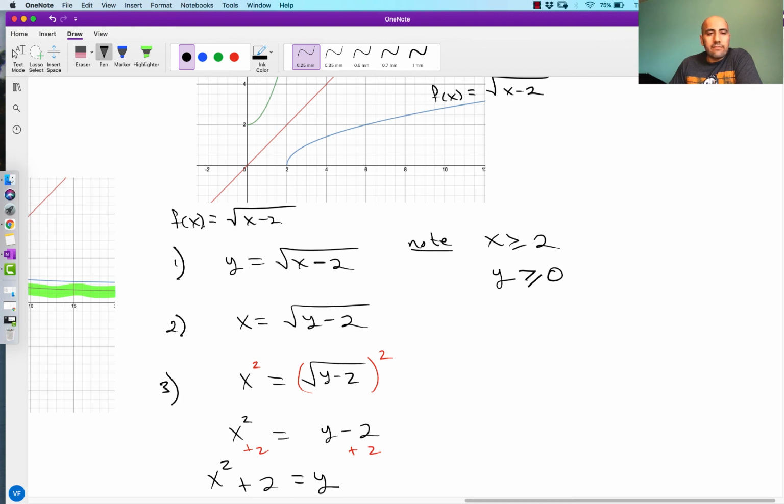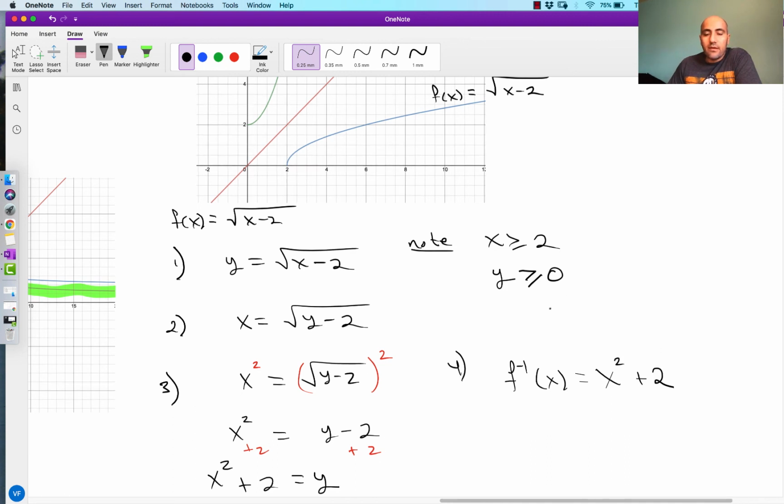So write f of x as y, interchange the x's and y's, solve for y, and then the fourth and final step is to replace the y with f inverse of x, because you're done. That is the equation of f inverse.